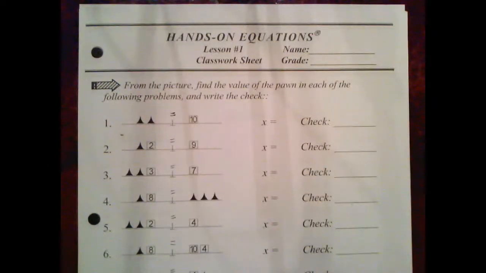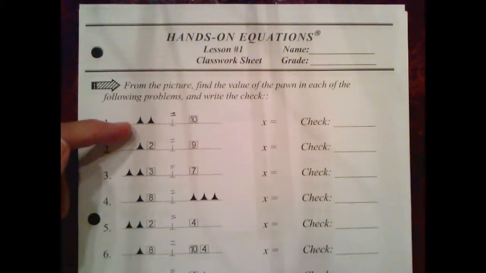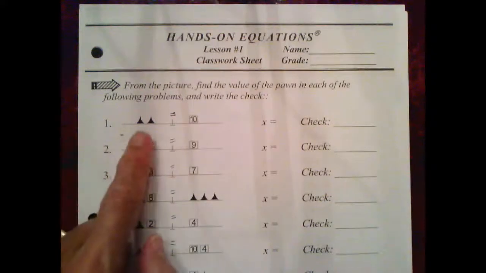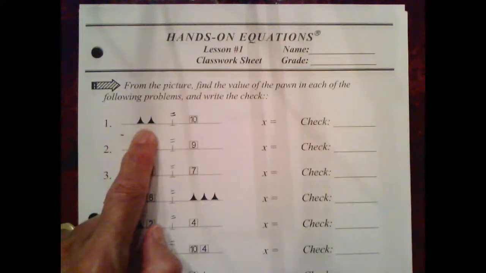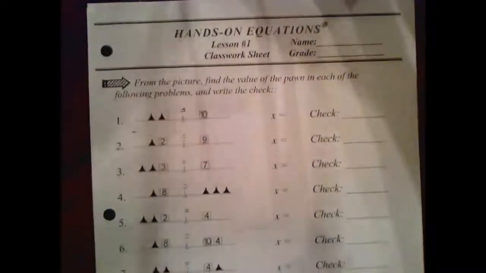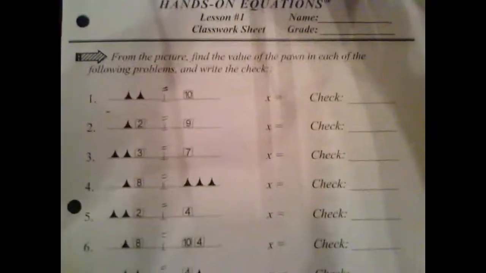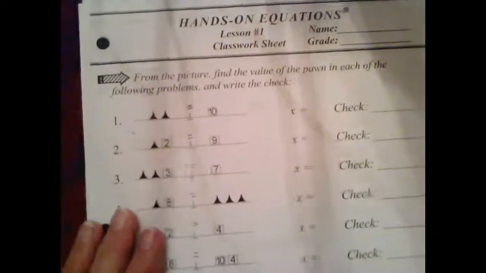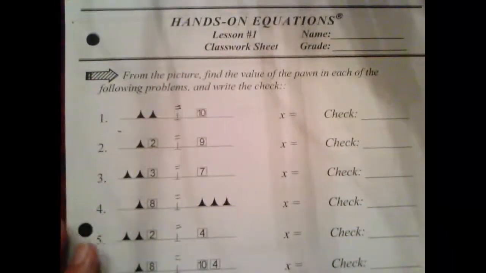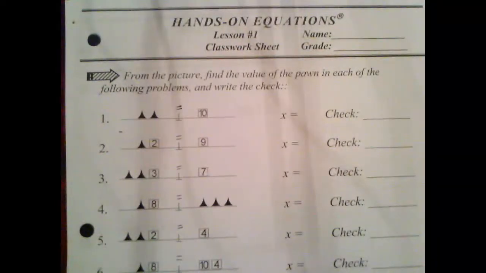Lesson number 1. Lesson number 1 is done all in pictorial form. That means the pictures are drawn to represent the variable x and the numbers. So I'm going to go through and do most of these with you because this is the foundation for going on to lesson 2. I'm going to use a mix of materials.